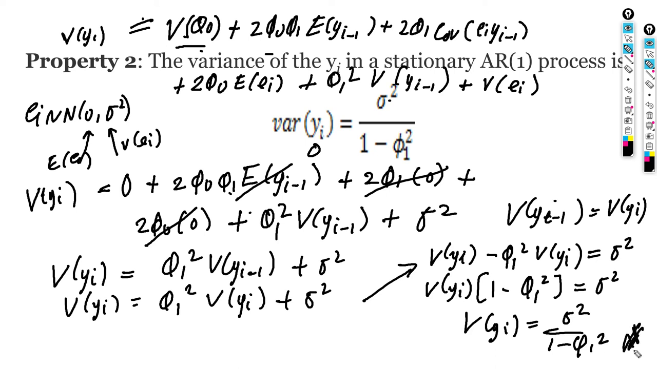This is how we prove that the variance of y_i is equal to sigma squared over 1 minus phi_1 squared. It is the third property of the AR(1) model. So we have proved the mean for AR(1), and we have also proved the variance for AR(1), which is sigma squared over 1 minus phi_1 squared.